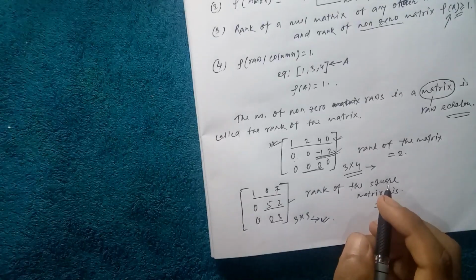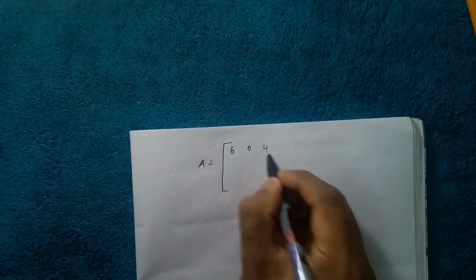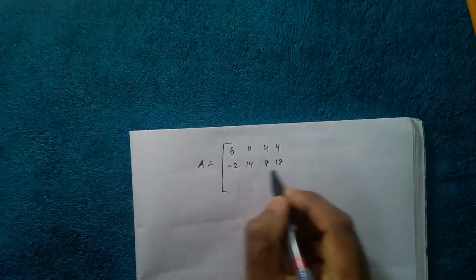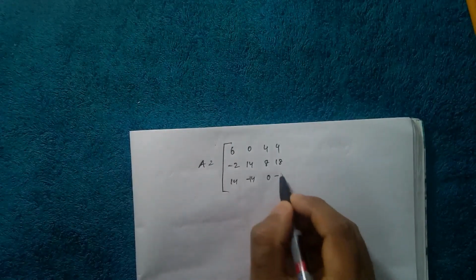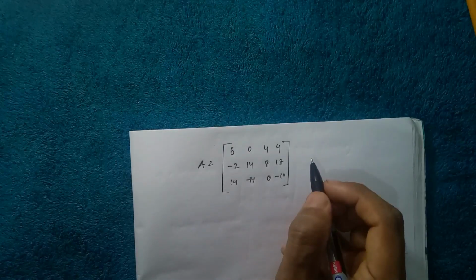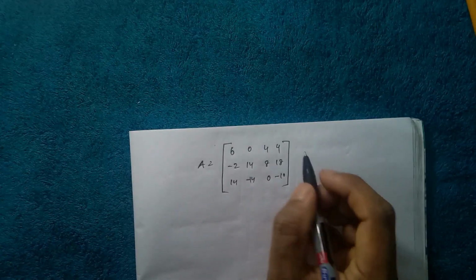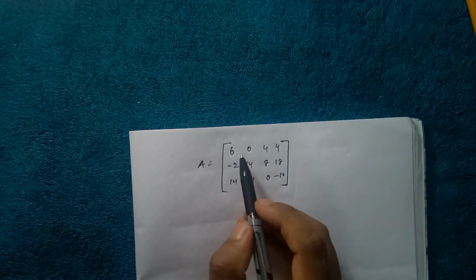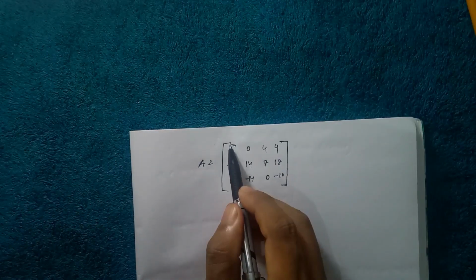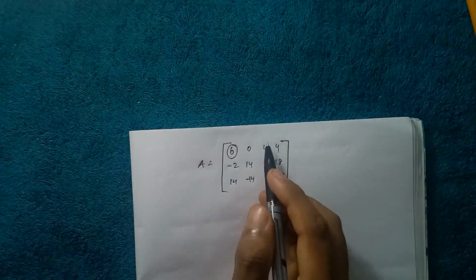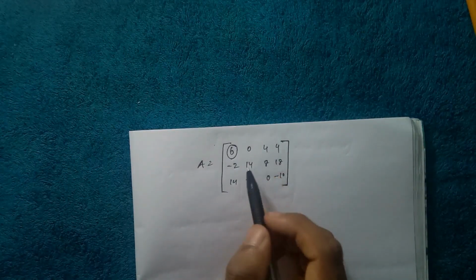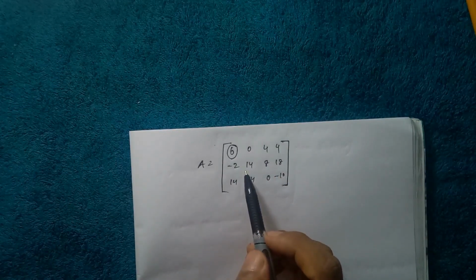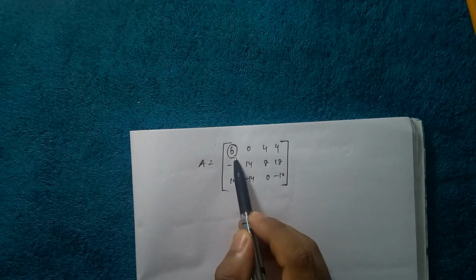For a better concept, let's do a problem. Take a matrix. Now with the help of the row echelon method, we have to find the rank of the matrix A. We see that here in the first row, this is a non-zero element. Now we try to reduce this matrix to row echelon form with the help of the first element and make the second and third rows 0.